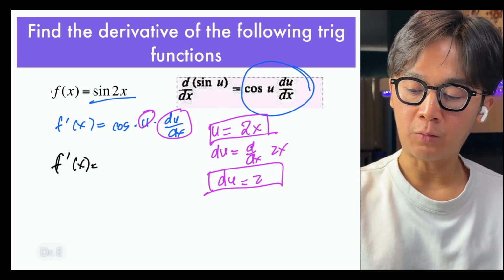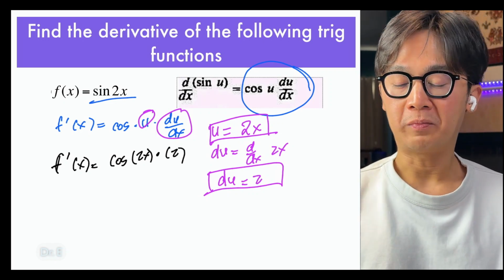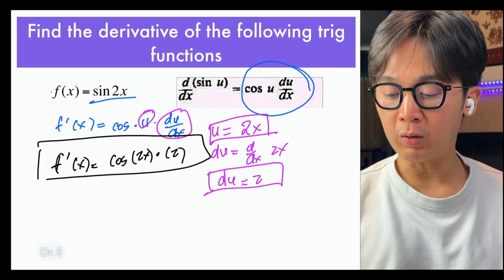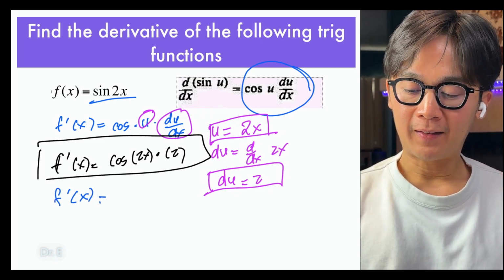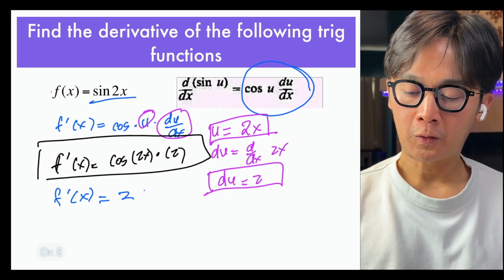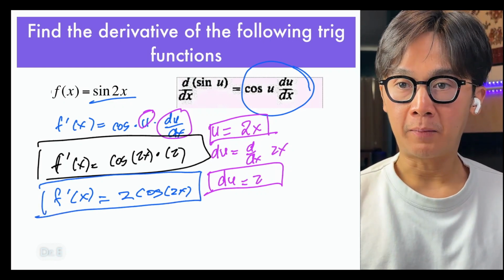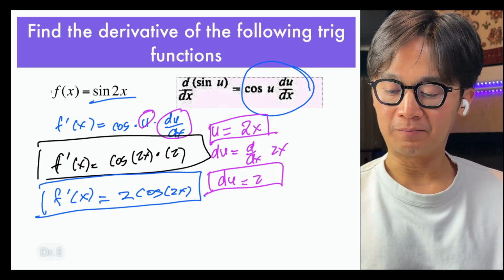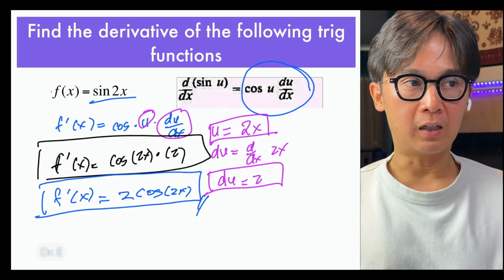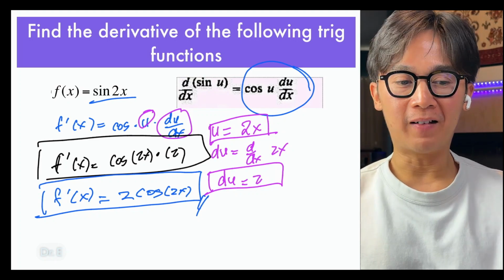So f prime of x is equal to cosine 2x times 2. And that is our answer. But of course, we want to make it pretty. And to make it look more professional, it'll be 2 cosine 2x. My handwriting may not look professional, but how you wrote it down in this manner makes it look a little bit more simple. Okay? So hopefully you got it right.